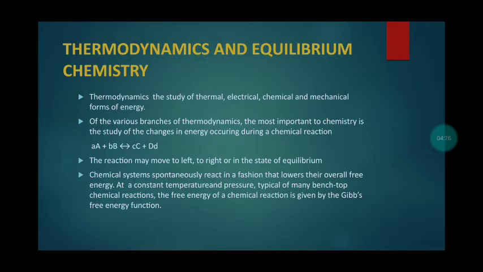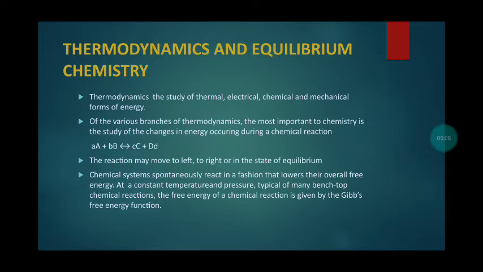during a chemical reaction. Consider the equilibrium reaction involving solutes A, B, C, and D with stoichiometric coefficients a, b, c, d. So we have here aA plus bB, then double arrow cC plus dD. So the aA plus bB are the reactants, while the cC and dD are the products. Based on the insight of Berthollet, the reaction may move to the left, to the right, or be in a state of equilibrium. Chemical systems spontaneously react in a fashion that lowers their overall free energy.